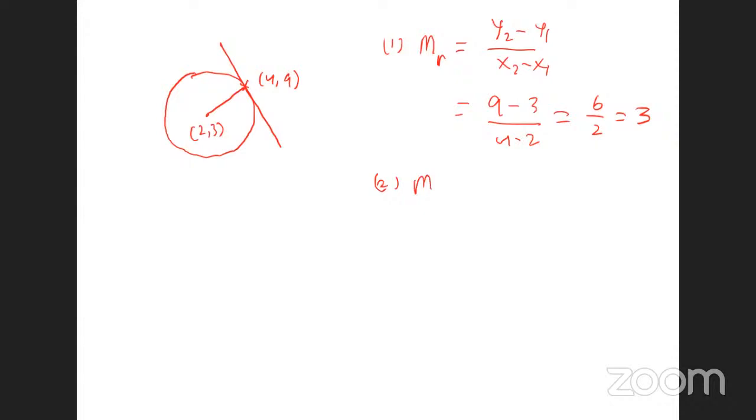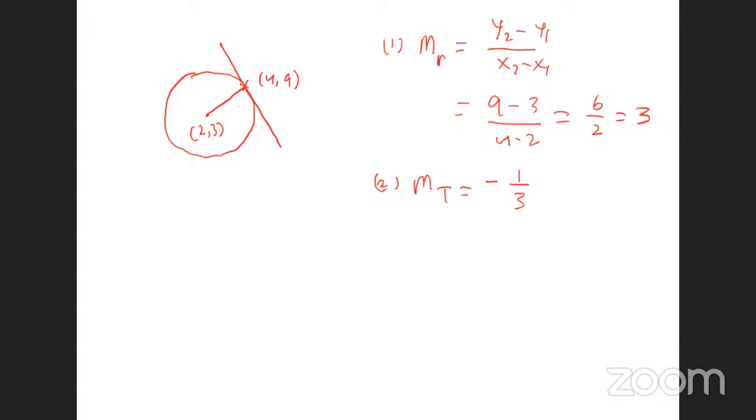Right, so for your step 1, let's see what you got for the gradient of your radius. That's y2 minus y1 over x2 minus x1: 9 minus 3 over 4 minus 2. So I got 6 over 2, which is 3. Nathan got it, so I'm moving on. Gradient of tangent is minus 1 over 3. Nathan got that too, so we're moving on.